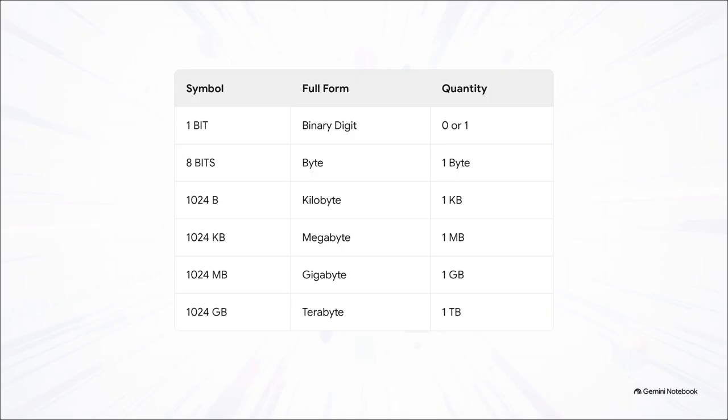String 8 of those together and you get a byte. But here is where our magic number kicks in. 1024 bytes make up a kilobyte. 1024 kilobytes give us a megabyte. 1024 megabytes stack up to a gigabyte. And 1024 gigabytes create a massive terabyte. It all scales up systematically, piece by piece, 0 by 0.